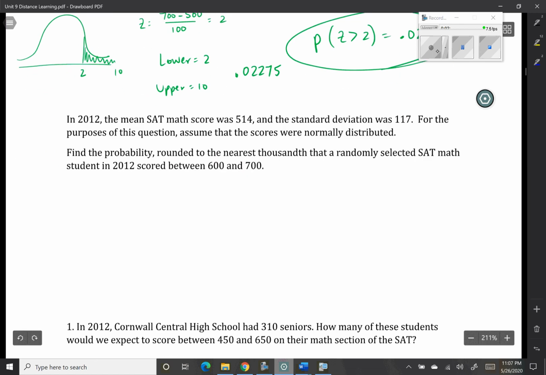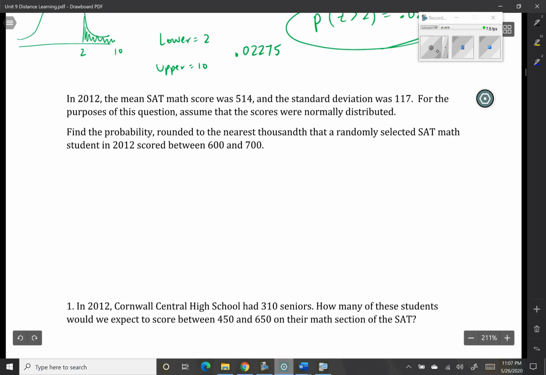Let's take a look at another question here. It says in 2012, the mean SAT score was 514 and the standard deviation was 117, and again it was normally distributed. So again, we want to use normal CDF here. We want to know what is the probability that a student scores between 600 and 700.